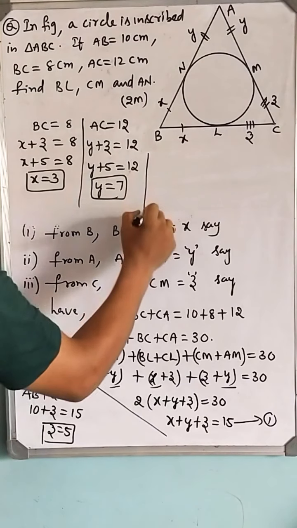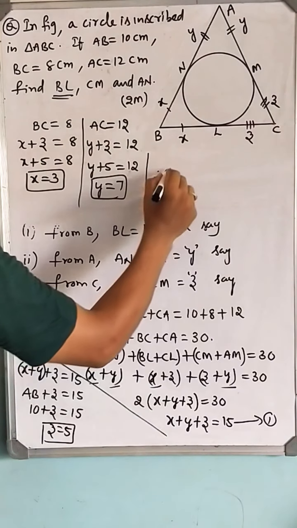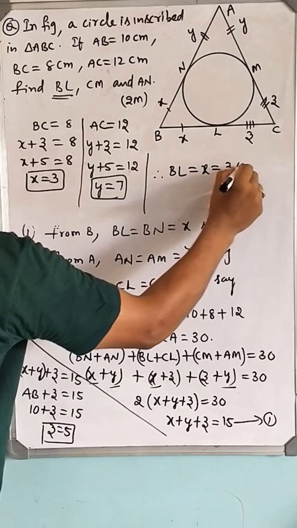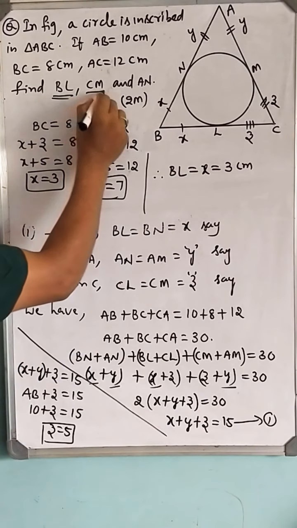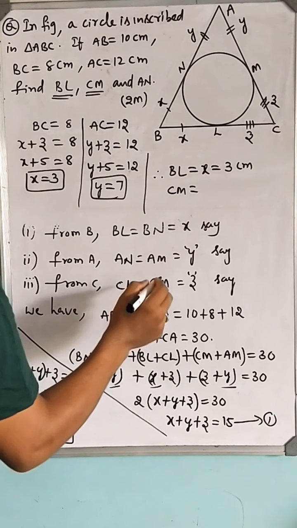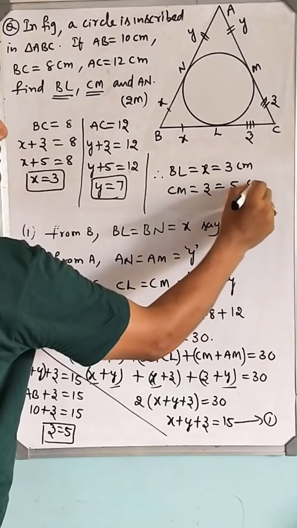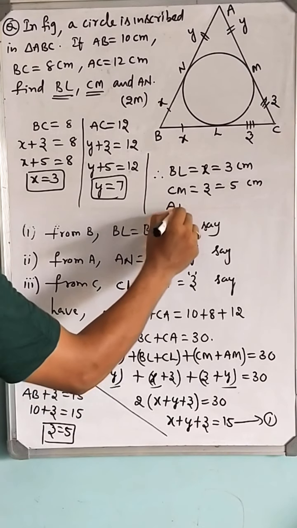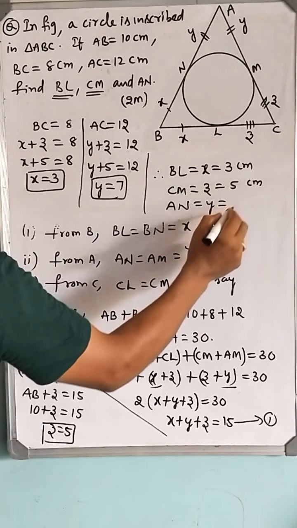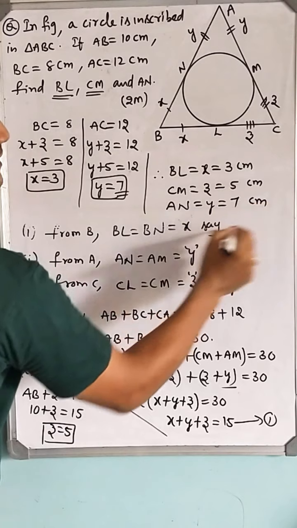Therefore, what are the required things? BL is equal to x, that is equal to 3 centimeters. Next one is CM. CM is considered as z, that is equal to 5 centimeters. And AN is equal to y, that came as 7 centimeters.